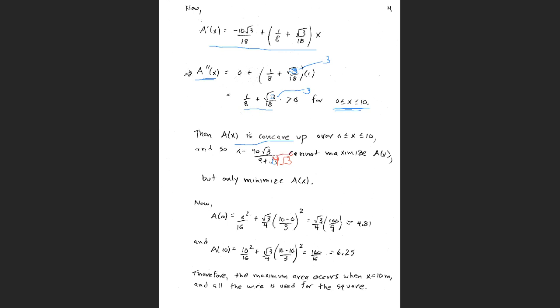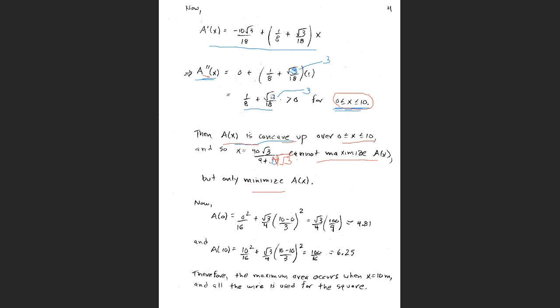Okay, so because the second derivative is positive over my interval from 0 to 10, that means that my area function, whatever the graph of it looks like, is concave up. It's going to be concave up over the interval from 0 to 10. And so that means that you can't maximize the area, but only minimize the area.